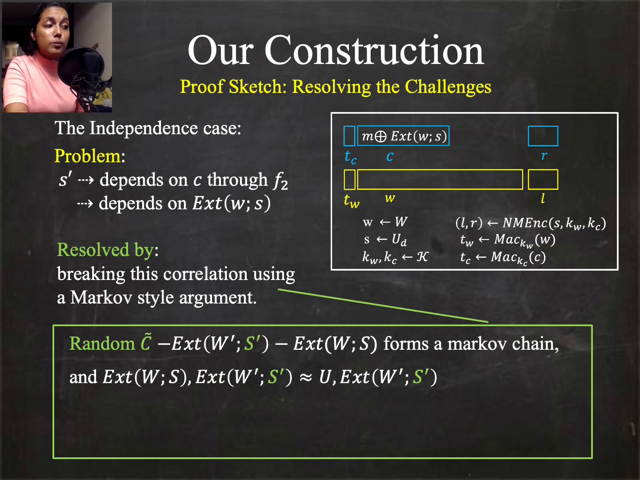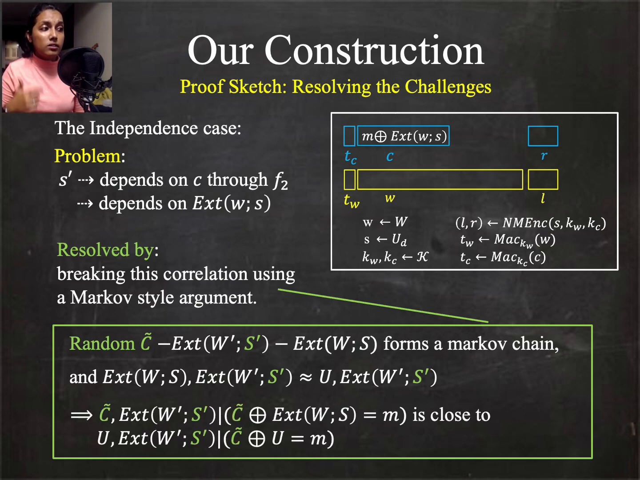Now the tricky part is to bring back the correlation, and it turns out what we can show here is that this closeness holds even when we condition all of this on the fact that C tilde is the ciphertext of the actual message. In other words, we are able to prove that C tilde is close to uniform given the extractor output on W prime and S prime, even conditioned on the fact that C tilde XORed with the extractor output is M. So this in turn means that C tilde, from being random, you have brought back the correlation.